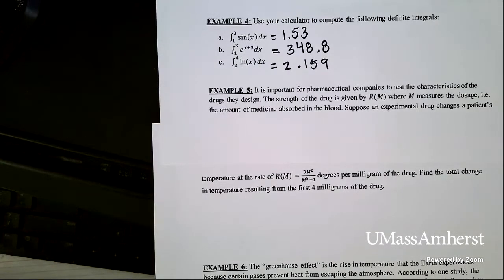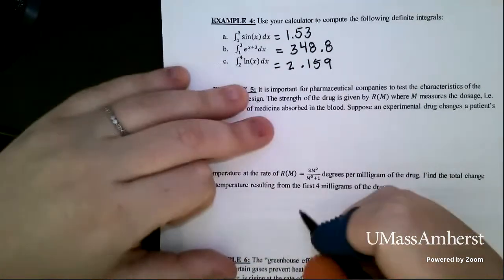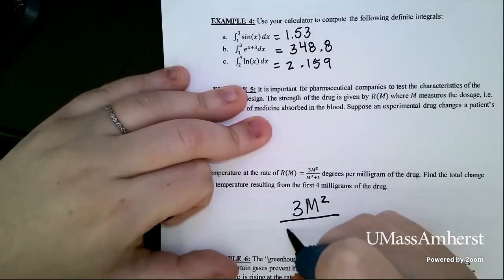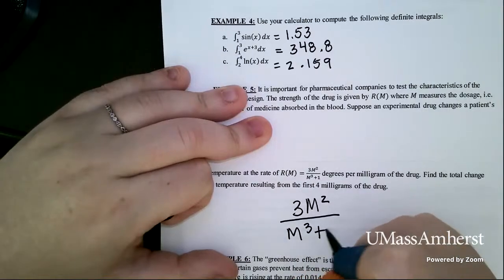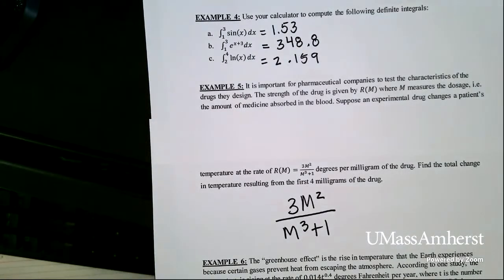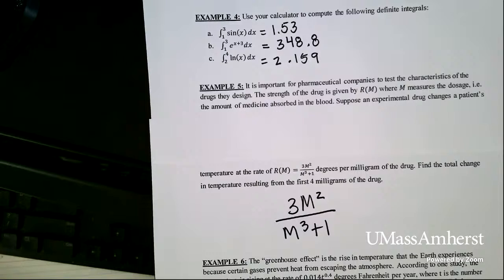So I'm just going to write this function a little bit bigger in case you can't see it. So 3m squared over m cubed plus 1. And again, this is the rate at which the drug changes your temperature. So if we're looking for the total change in temperature, we need to find the area under this curve. So I'm going to give you about 2 minutes to think about how to set this up, how to calculate it, see if you can figure it out, and then we will go through it together.